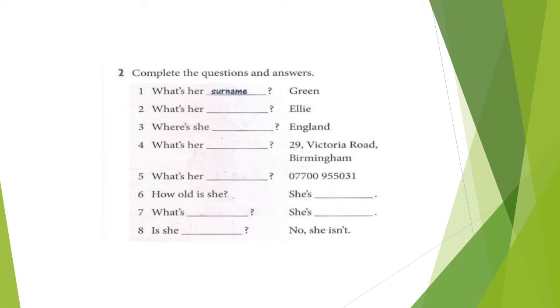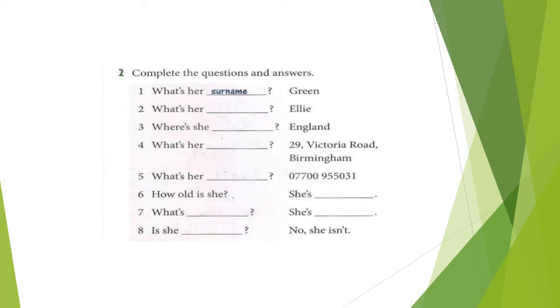Now I have questions and answers. What's her blank? The answer is Green. So we should put surname. What's her surname? 2. What's her blank? Ellie, her first name. What's her first name?